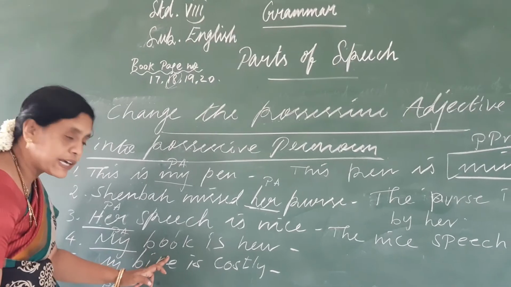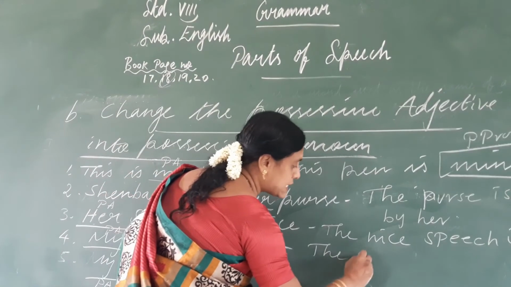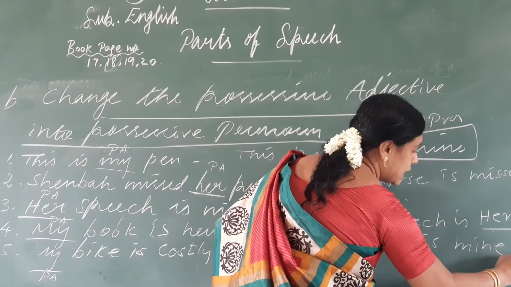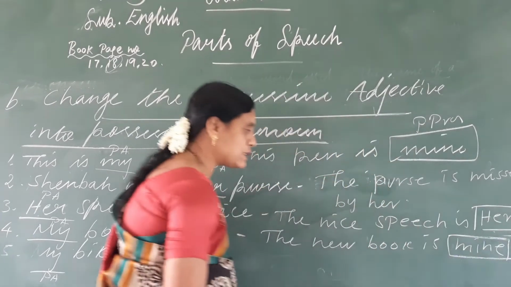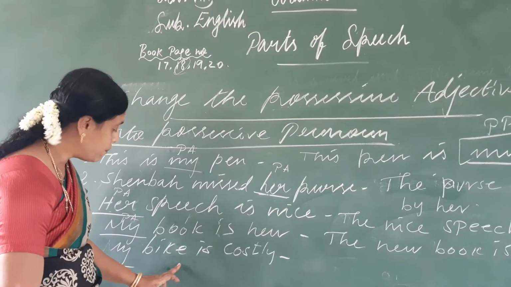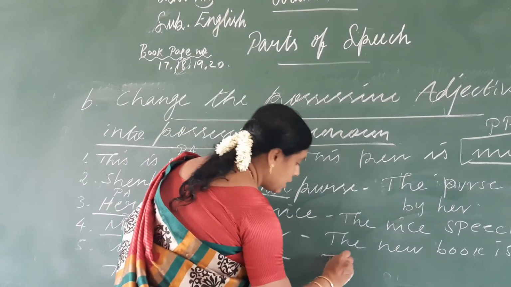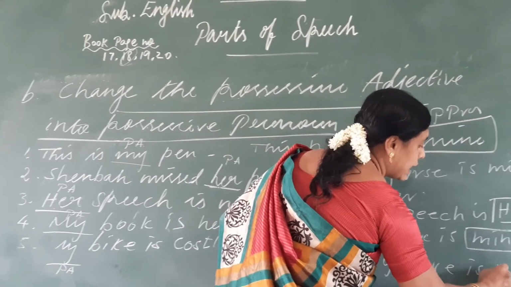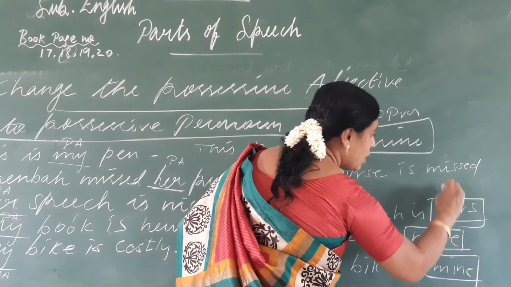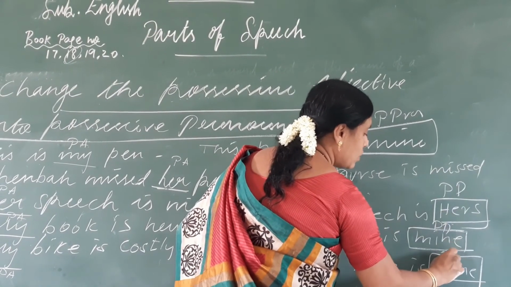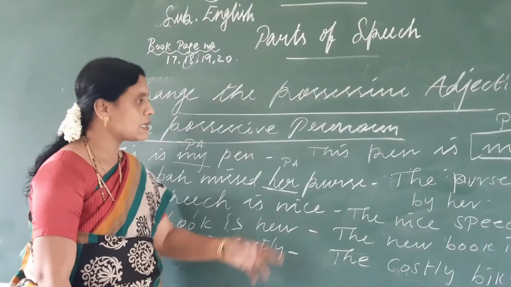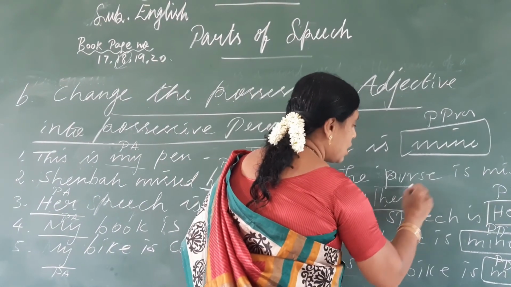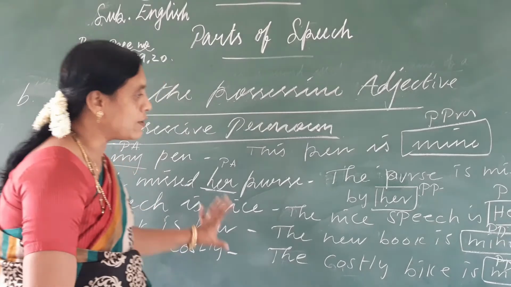Next one: my book is new. The new book is mine, M-I-N-E. So this is called a possessive pronoun. Next, the fifth one: my bike is costly. So the costly bike is mine. So these are all possessive pronouns. And the first one: the purse is missed by her. So these are all possessive pronouns, and you have to change them.